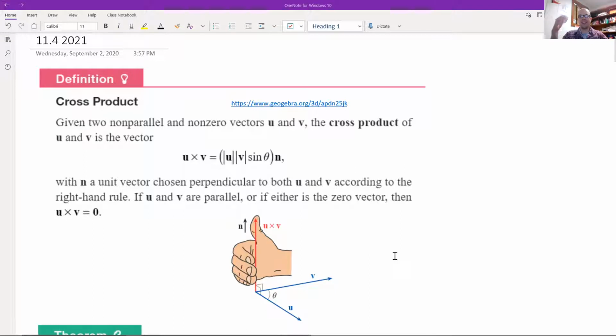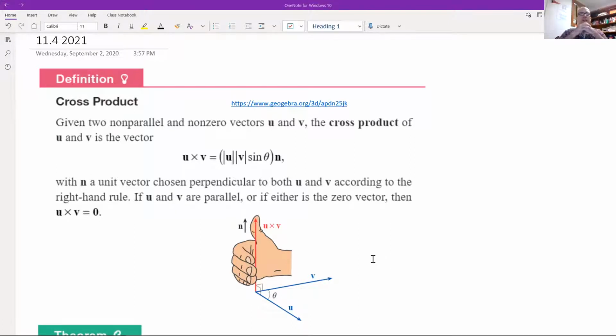And so if you want to get the direction of this normal vector, you have your hand out like this, your fingers kind of curled in the direction of u. This is your right arm, of course. Your arm's kind of in the direction of v, and your thumb up will be the normal vector according to the right-hand rule.